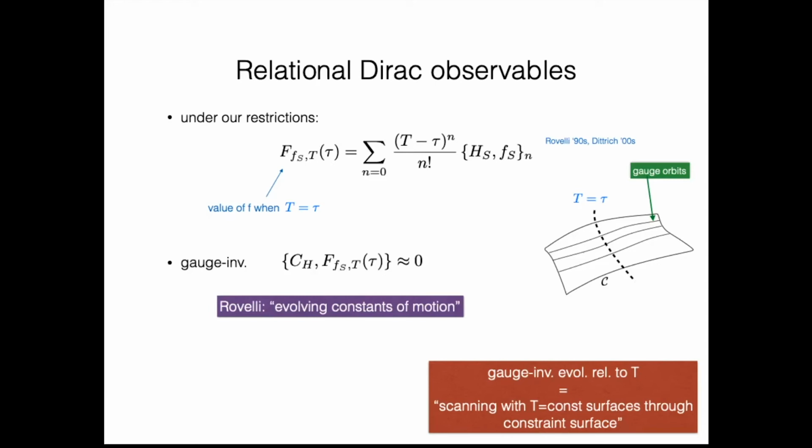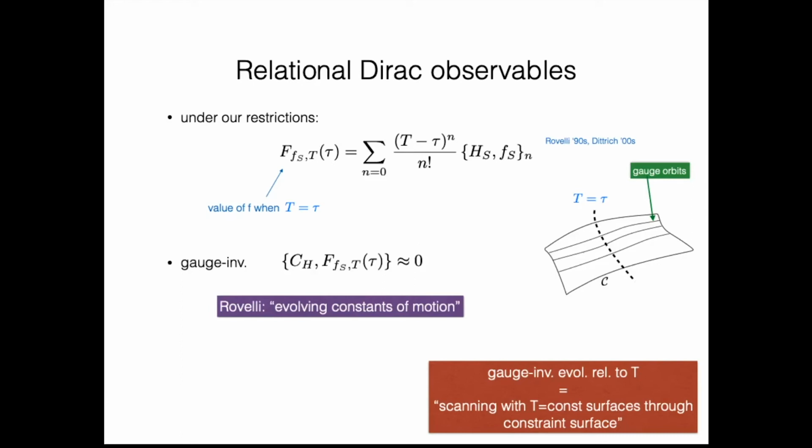So this is a function on the constraint surface. And this encodes the value of that function f associated to the system you're interested in when the clock t reads the value tau. Okay, so it can be understood as you have a surface, the intersection of the constraint surface where t equals tau, and then you ask what's the value of f_S on that surface, and this is a gauge invariant extension of it. Okay, and now it turns out that this construction commutes with the Hamiltonian constraints.